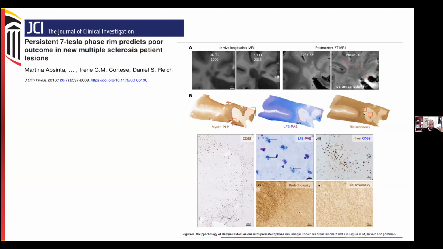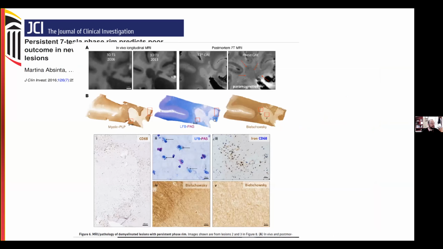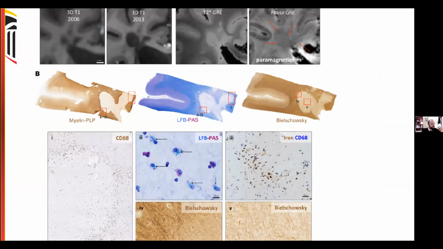This was followed up a number of years later by another group at the NIH that showed similar findings with co-localization of the iron and CD68 staining in these chronic active lesions, the ability to find this kind of paramagnetic rim on the outer edge of those lesions on susceptibility sequences. And they looked retrospectively at the MRIs of these patients over their lifetime and found that those lesions that were destined to become this kind of chronic active lesion had slowly grown and coalesced over the course of many years.